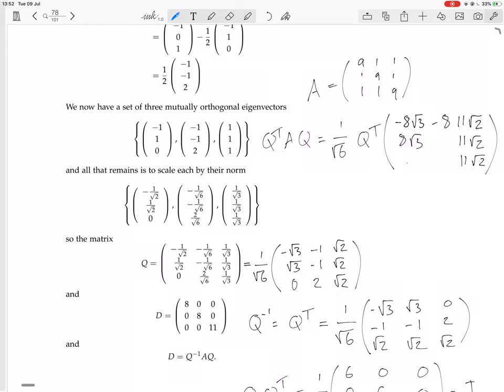In fact, what's this entry here? Wait a second, did I do this correctly? A times Q, 1 9 1 by... Yes, minus, okay. Then we have this entry here, 1 1 9 by that, so that's 0. And this entry in the middle here, that's 1 9 1 by that minus 1, minus 1, 2. So that's minus 1, minus 9, plus 2. So that's minus 8. And then 1 1 9, A times Q, that's 1 1 9 by minus 1, minus 1, 2, so that's minus 1, minus 1, plus 18. So it's minus 2 plus 18, so it's 16. Okay. So now we want to times that by Q transpose.